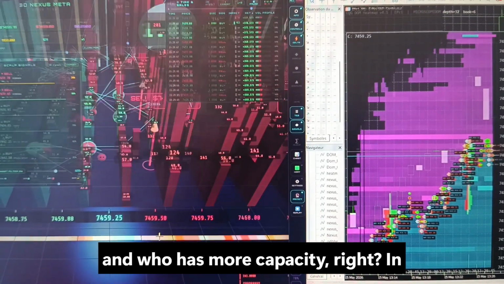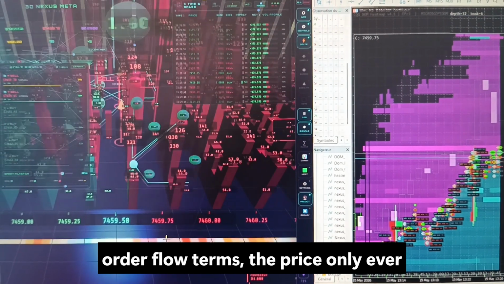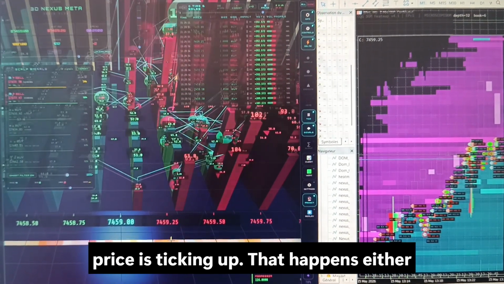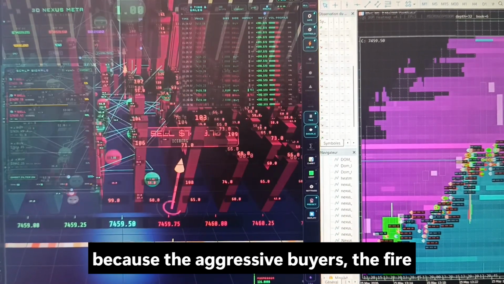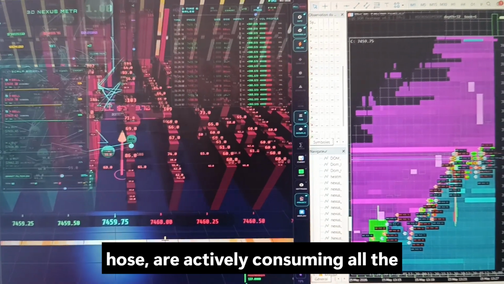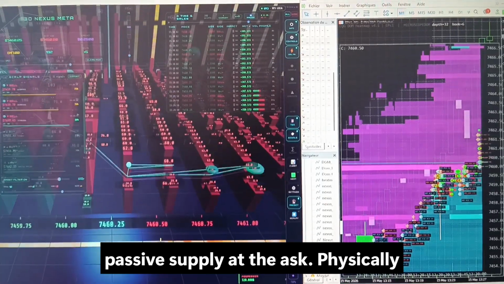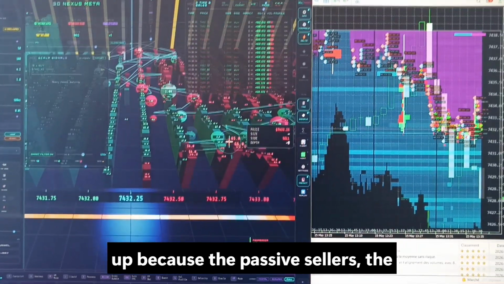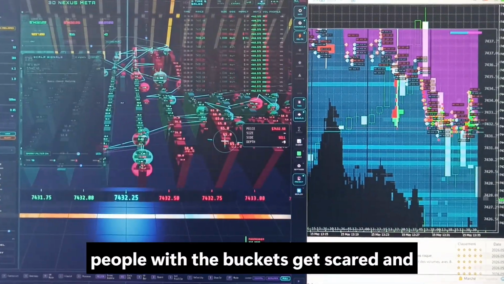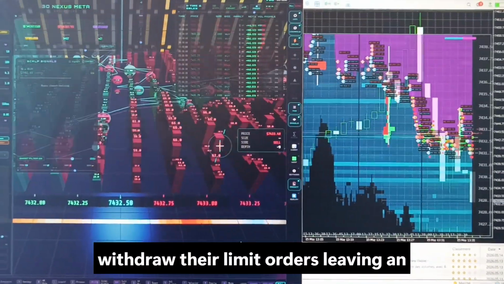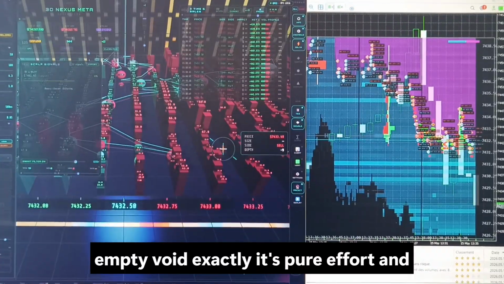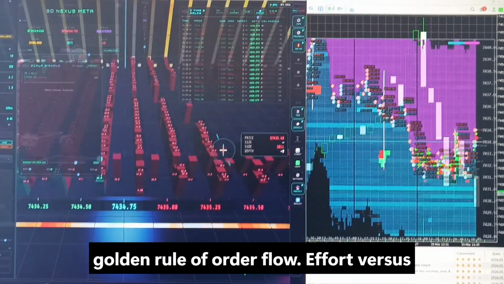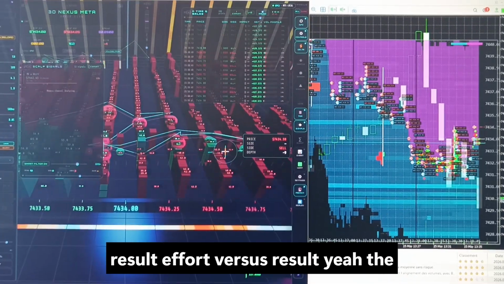Right. In order flow terms, the price only ever moves for 2 reasons. Let's say the price is ticking up. That happens either because the aggressive buyers, the fire hose, are actively consuming all the passive supply at the ask, physically fighting their way up. Or the price floats up because the passive sellers, the people with the buckets, get scared and withdraw their limit orders, leaving an empty void. Exactly. It's pure effort and result. In fact, the source calls this the golden rule of order flow, effort versus result. Effort versus result. Yeah.